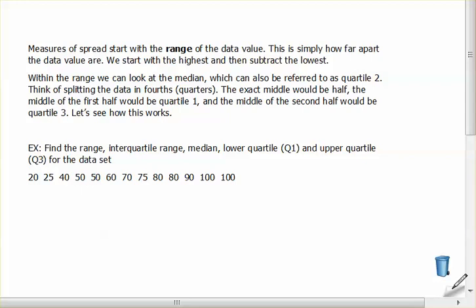And technically, the median is also referred to as quartile 2. If you think about breaking your data up into 4 equal parts, well, the exact middle would be half. So we would call that quartile 2. Now, the middle of the first half, we would call that quartile 1. And the middle of that second half, we would call quartile 3. Let's figure some of this out, and I'll show you how this works.